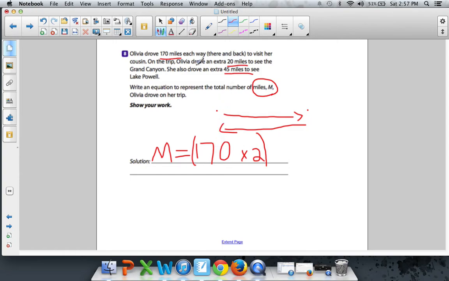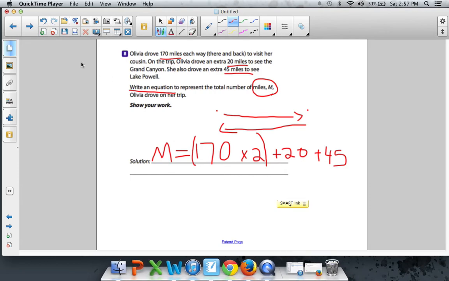All right. So Olivia drove an extra 20 miles. Okay, so just extra 20 means plus 20. She also drove an extra 45 miles. And we're done. What? We don't have to do all this stuff? Not really, because it never says to solve. Never says to tell what M is. It only says to write an equation, and we wrote an equation, and now we're done. So write an equation is not so bad. It's just like being a detective, where you have to figure out what each piece means. Okay. All right, let's move on.